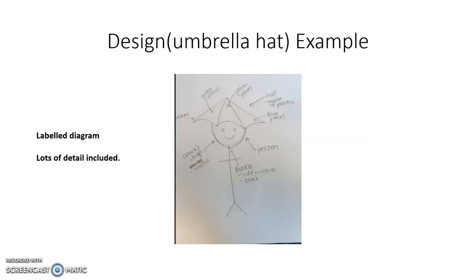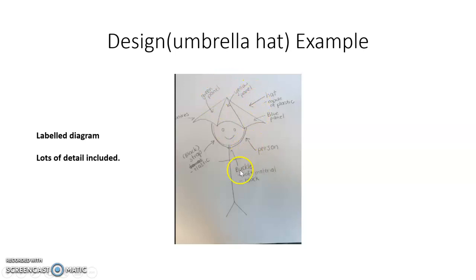When we're talking about designing, when you create your design, you need to make sure that your design is labeled and there's lots of detail included. So this is an umbrella hat example. This is not a tower example, but it's there to support you without giving away any sort of hints and clues as to what you can do with your tower. So see how we've labelled everything.